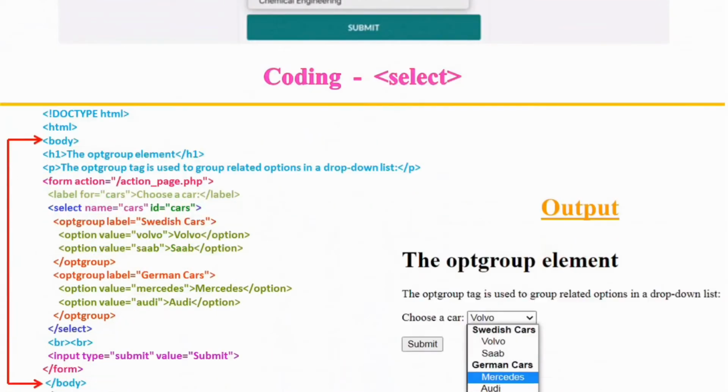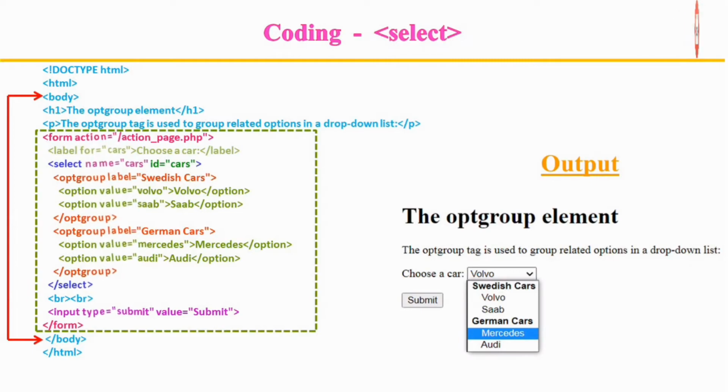In this code, the name attribute is the same as what I have said in the input element. The ID attribute is needed to associate the drop-down list with a label. The option element represents one of the choices that the user can choose in a select menu. The option element uses an attribute called value.